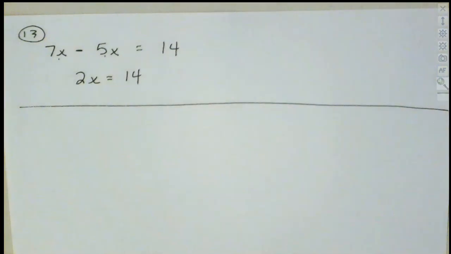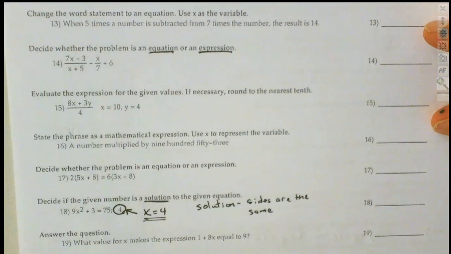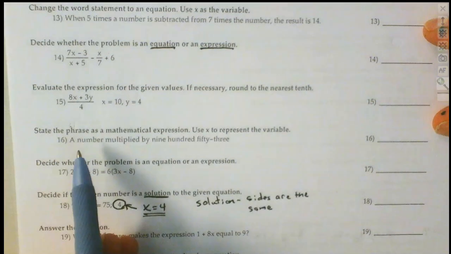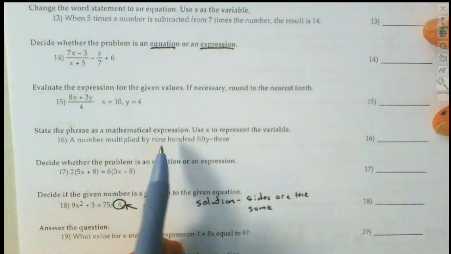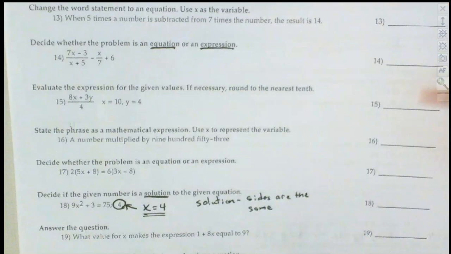16 is next, okay, and 16 says mathematical expression. Okay, so an expression, are we going to have an equal sign? No. So we're not going to have an equal sign at all. A number multiplied by 953. So a number is going to be multiplied by 953.